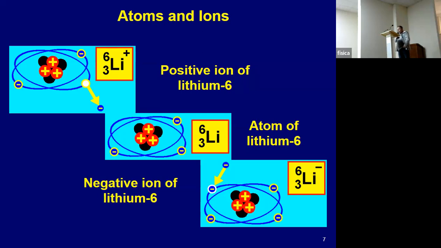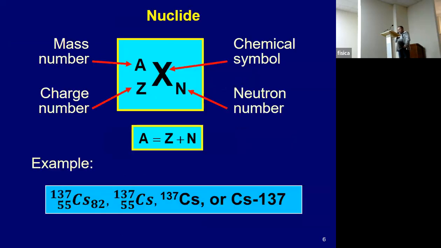The current notation for nuclides is X with A, Z, and N, where X is a symbol for the element. For example, an atom containing 55 protons, 82 neutrons, and therefore 137 total nucleons, and 55 orbital electrons is the element cesium, and it's designated as cesium.